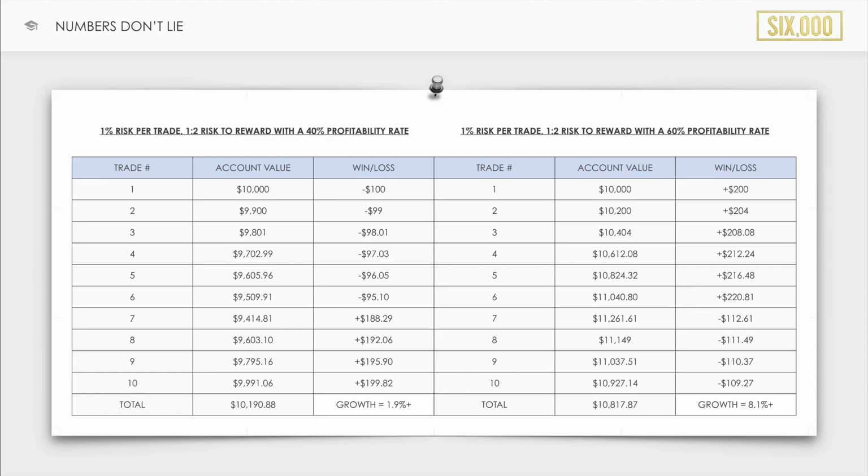Let's say you have a higher risk to reward, but you're still trading 1% risk per trade. You strictly only take trades that have 1 to 3 risk to reward. Or let's say you have a higher profitability rate. Let's say you're correct 70% of the time. Then again, this increases the amount of profit you'll make month to month.